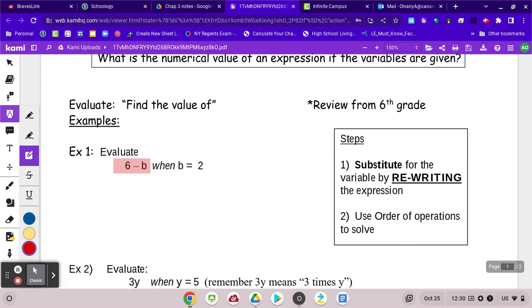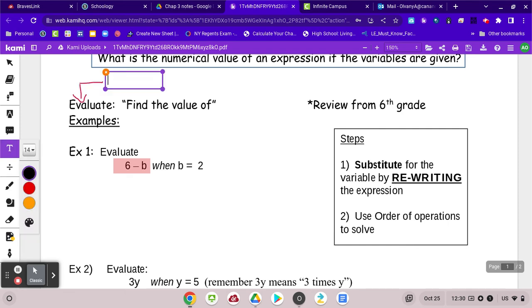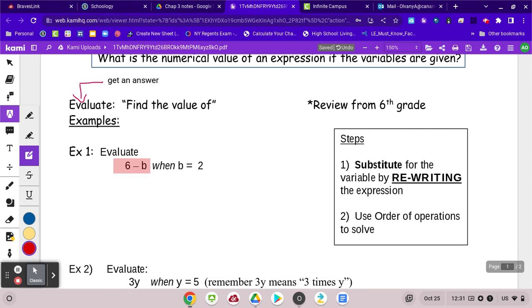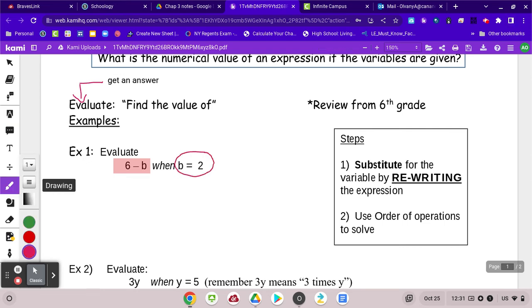So when we evaluate, that tells us that we are going to get an answer, a number answer. We're going to get an answer by you being told what the variable is. For example, here, B is 2. We are going to completely rewrite the expression, but instead of B, we're going to replace it with 2. And then we're going to do our pizza shape, moving down to solve to get the answer. That's 5. Or 4, sorry, I can't read numbers.